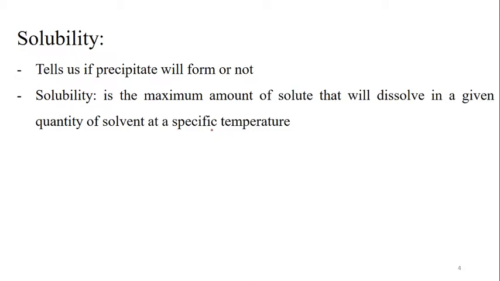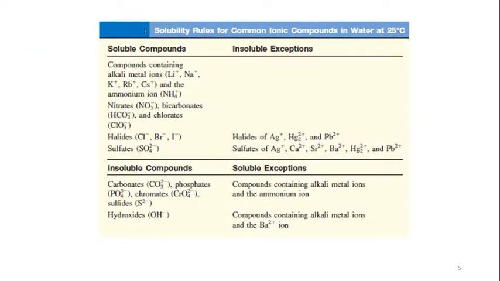So what tells us if there will be a precipitate or not? The solubility will tell us if there will be any precipitate or not. Solubility itself is the maximum amount of solid that can dissolve in a given quantity of solvent at a certain temperature. Here are the solubility rules that we should all remember when we dissolve in water at 25 degrees centigrade.